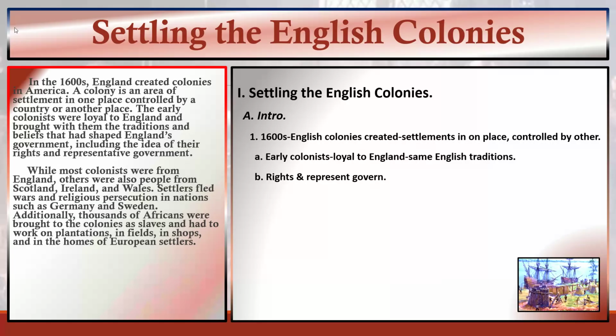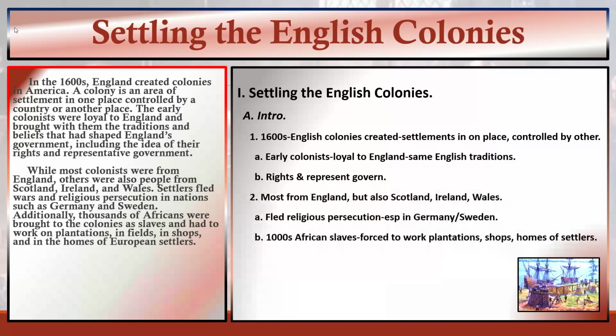So I'm going to summarize this paragraph too. Most colonists from England, others from Scotland, Ireland, and Wales. Wars, religious persecution from Germany and Sweden. Africans from Africa, slaves, worked plantations, shops, and homes. I should have a summary that looks something like that. So let's see what I did.